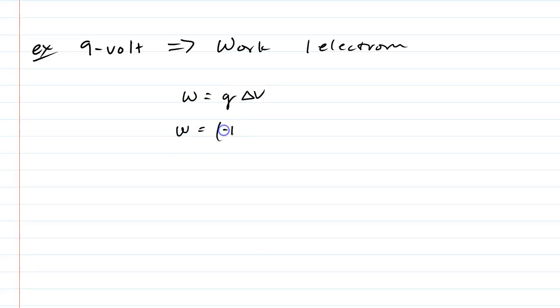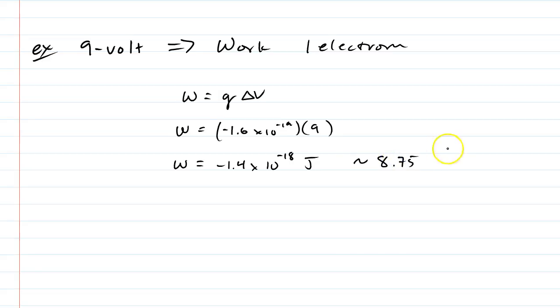Okay, the charge of an electron is negative 1.6 times 10 to the negative 19th, and then the volts are going to be 9. And so we can figure out exactly the amount of joules being done by moving the current through a circuit. And the total work done here is going to be negative 1.4 times 10 to the negative 18th joules. Now during a calculation, that comes out to be approximately 8.75 electron volts. And this might make sense a little bit more why we call them electron volts, because here we had an electron, here we had the volts.